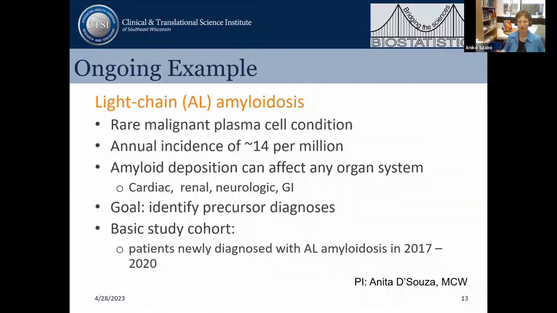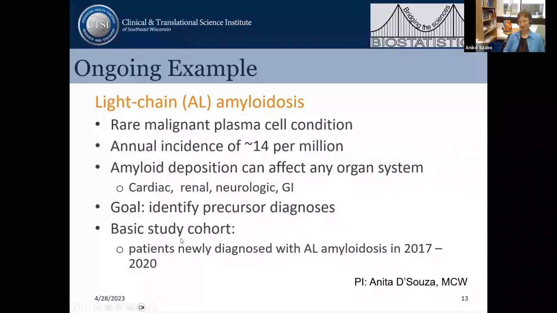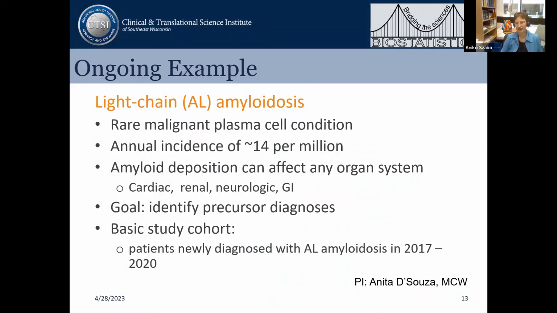So an ongoing example I am going to use in this talk is light chain AL amyloidosis, and I'm working on that with Dr. Aniko Szabo. I want to give a little introduction to this disease, because I will be referring to it multiple times. AL amyloidosis is a malignant plasma cell disease. It's pretty rare, with an incidence of maybe 14 per million annually.